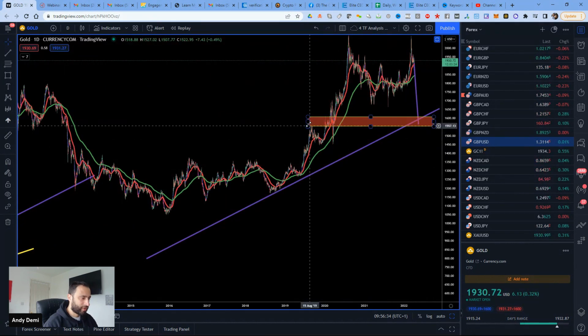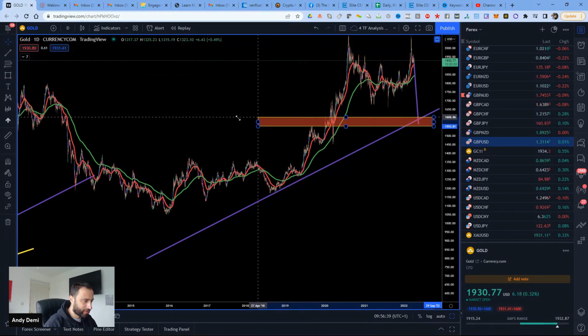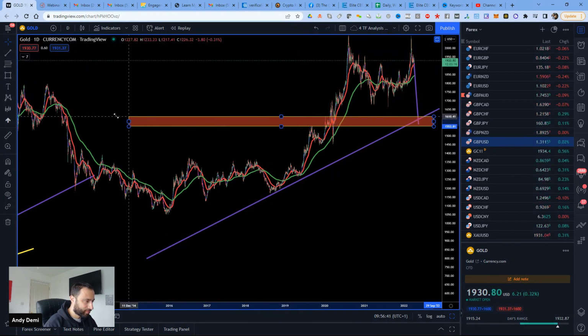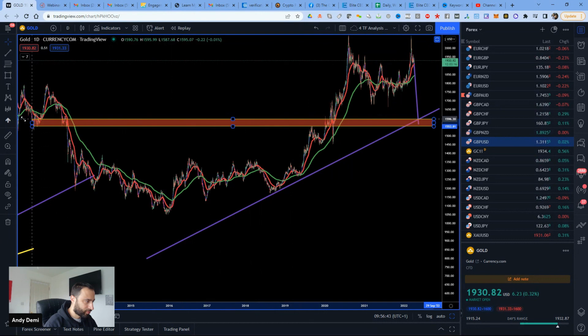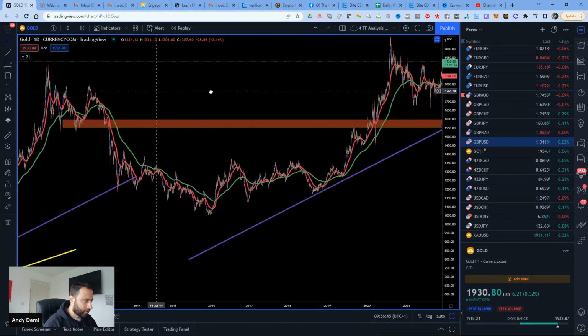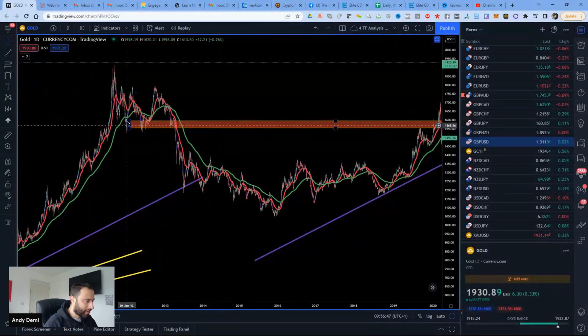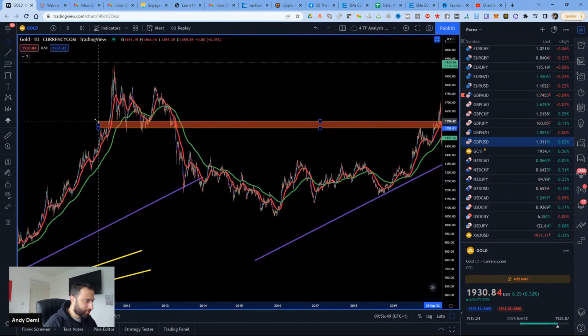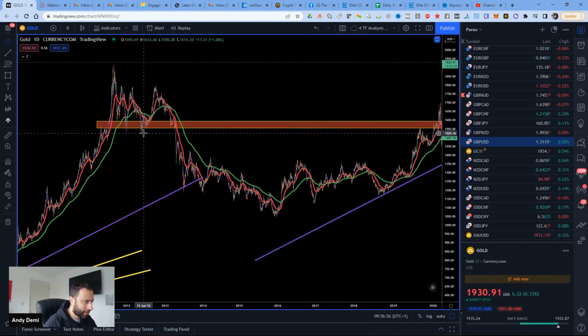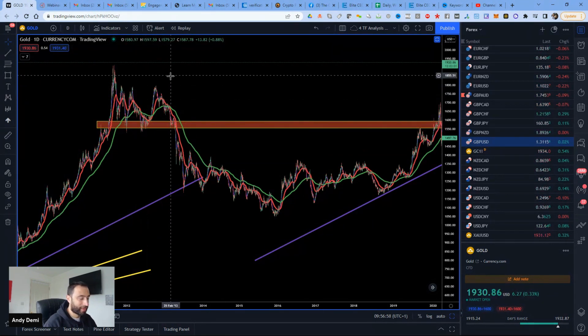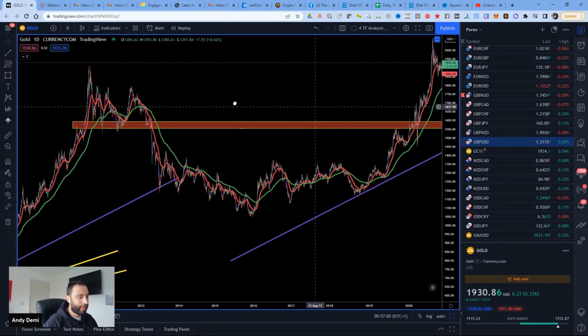Now, if I just take this and carry on moving it to the left, you can see that even in the past, this was an interesting zone, where the market acted as resistance and then demand came back in and then came back down. From there, demand came back in. This is a really interesting zone.